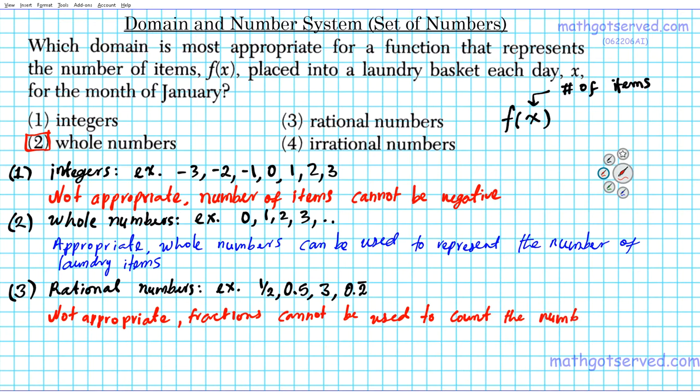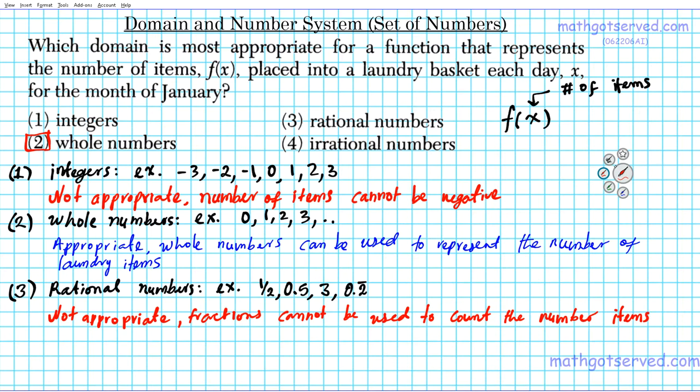Think about going to the dry cleaners, right? And then you say, how many items do you have? I have just half a shirt, so you should charge me half the amount. That won't work, right? They count it using whole numbers, either 0, 1, 2, 3. You can't use fractions to represent the number of laundry items.